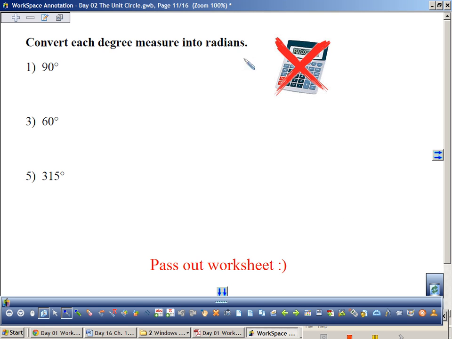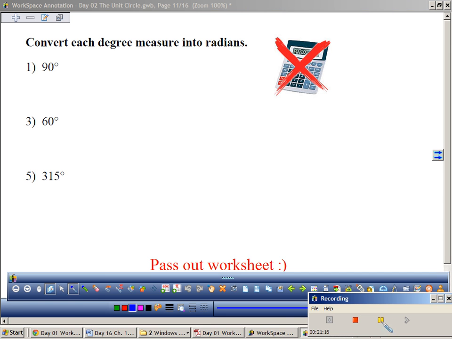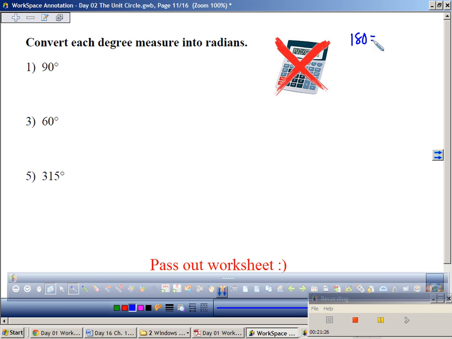Convert each degree measure into radians. That's what we're going to do next. I'm going to pass out your worksheet. Okay, so there's one more thing I need to show you. Converting each degree measure into radians. Okay, so remember I said that 180 equals pi?